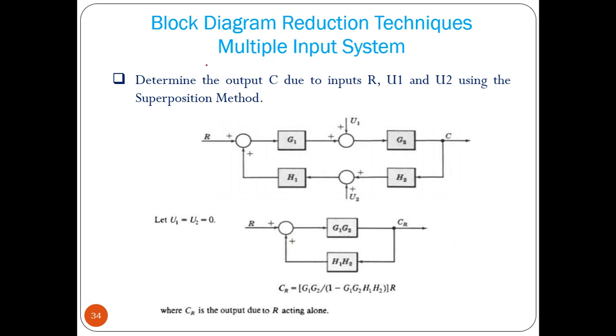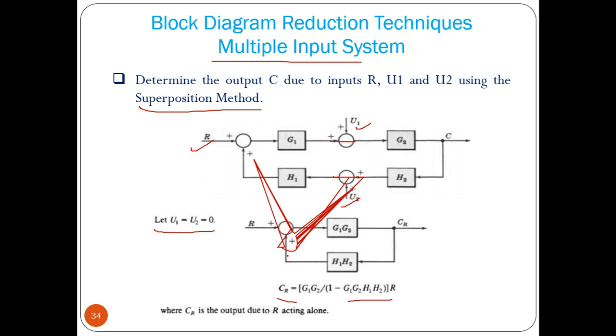Now say we can have a multiple input system where we have three inputs, R, U1, U2. We have three inputs, and this is the block diagram. We have to apply the superposition method. So U1, U2 equal to 0. If you make both 0, both are connected directly, no problem. So G1, G2, with feedback H1, H2. So Cr equals what? The output due to R input is G1 G2 divided by 1 minus G1 G2 into H1 H2. Why? Because here we have plus, plus, so we have positive feedback. So here we have to consider the minus sign.